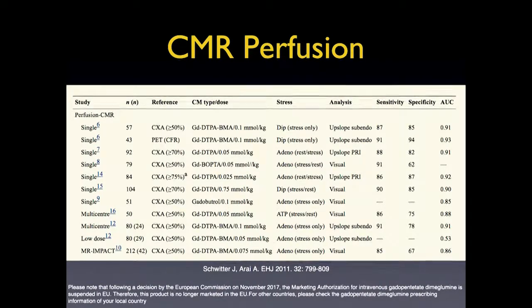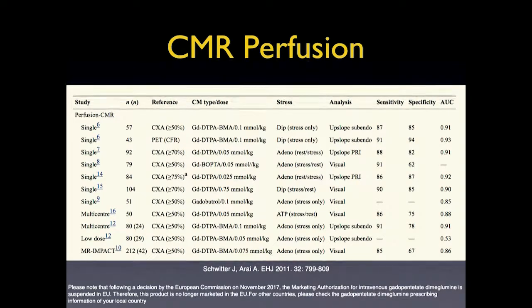Now, there are many studies published in the literature looking at CMR perfusion, and this is summarized in this review article by Schwitter and Arai, and all the references for these studies are actually listed in this paper for your reference. But in summary here, you can see that many studies are carried out at 0.1 millimoles per kilogram. Some are carried out at 0.2 millimoles per kilogram, but the results are pretty much comparable. They all pretty much get sensitivities and specificities in the mid-80s to the low 90s, irrespective of what total dose of gadolinium you use.